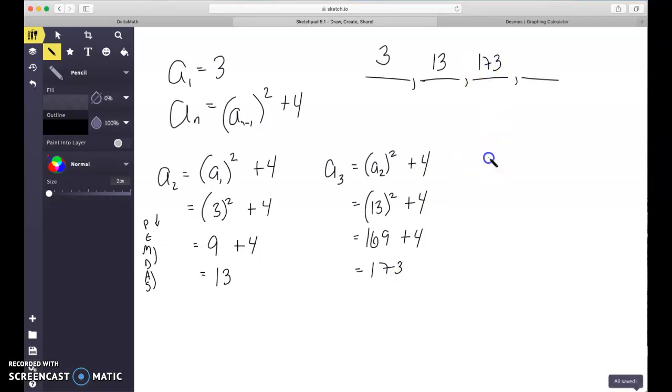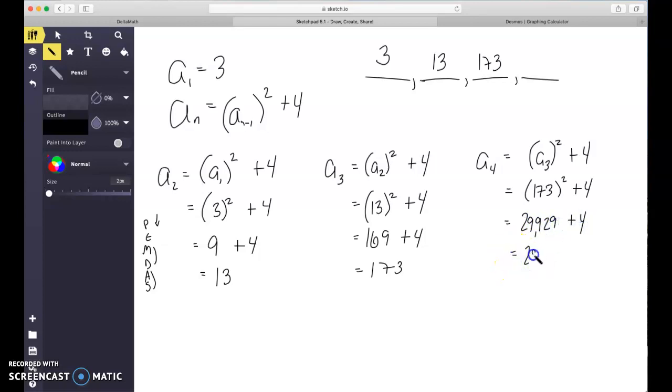And to find my fourth term, I'm going to do the same thing. I'm going to take my third term, square it, and then add 4. Right, following order of operations. So take 173 squared plus 4. Let's see here, 173 squared is 29,929. And add 4, which is going to give me 29,933. So that should be my answer for Delta Math.